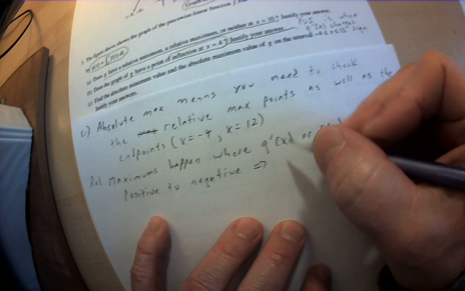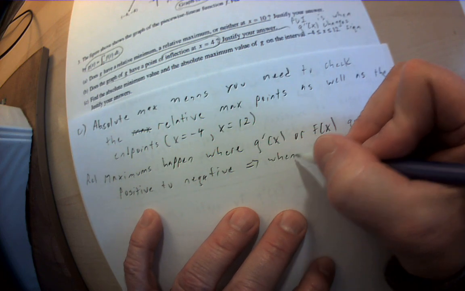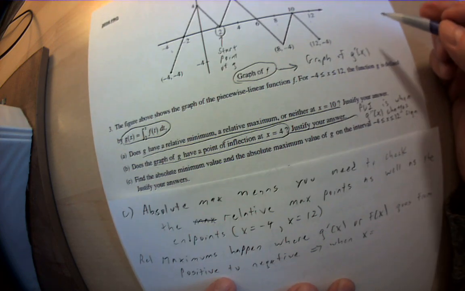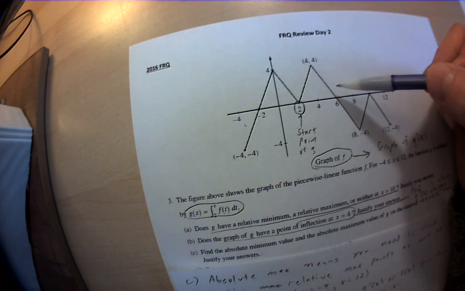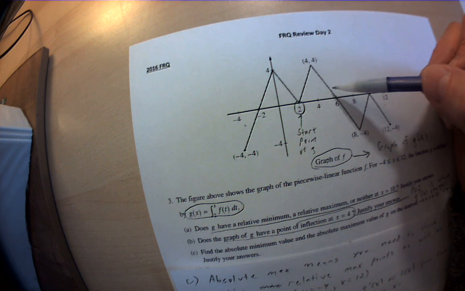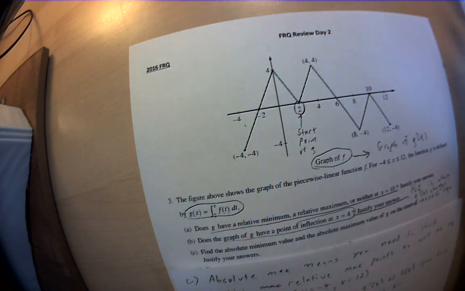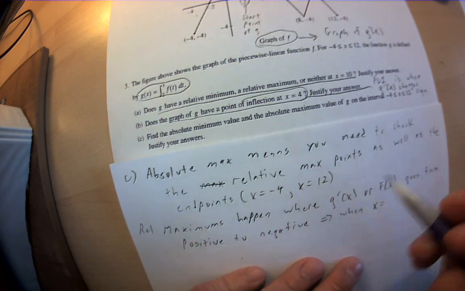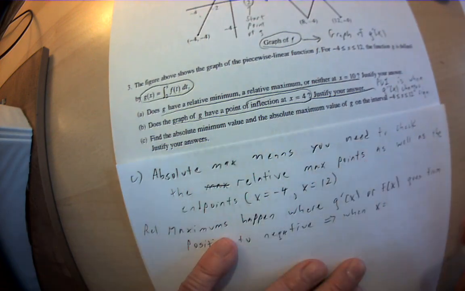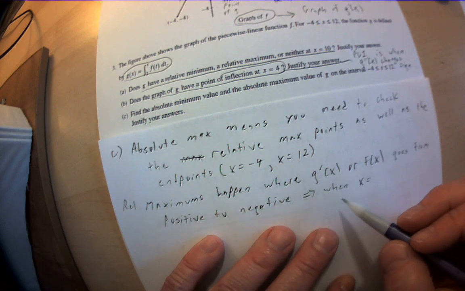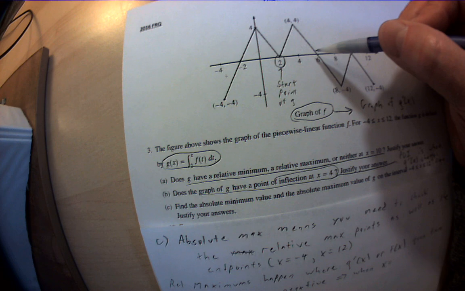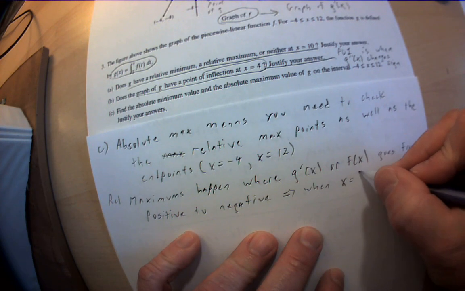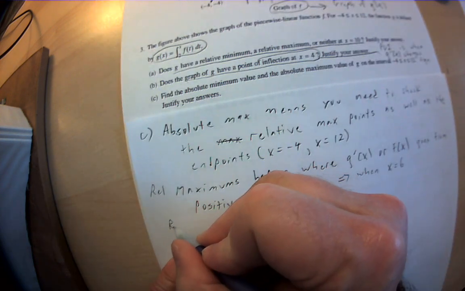Therefore, when X equals, let's see, so where's F go from positive to negative? Oops, sorry guys, I didn't read the whole question. They were looking for both minimums and maximums. That was confusing a little bit. So there's a maximum when X equals 6, I go from positive to negative. So there's a relative maximum there.